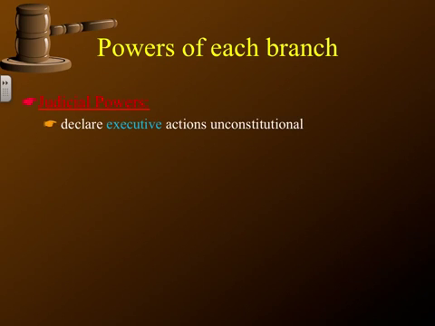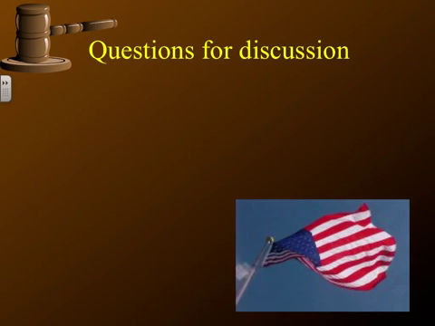When the judicial branch declares executive actions unconstitutional, that's over the executive branch. That's why it's blue. When the judicial branch declares laws unconstitutional, that's over the legislative branch. So that's why it's green. So when the judicial branch does these two things, it is limiting the powers of the other branches.